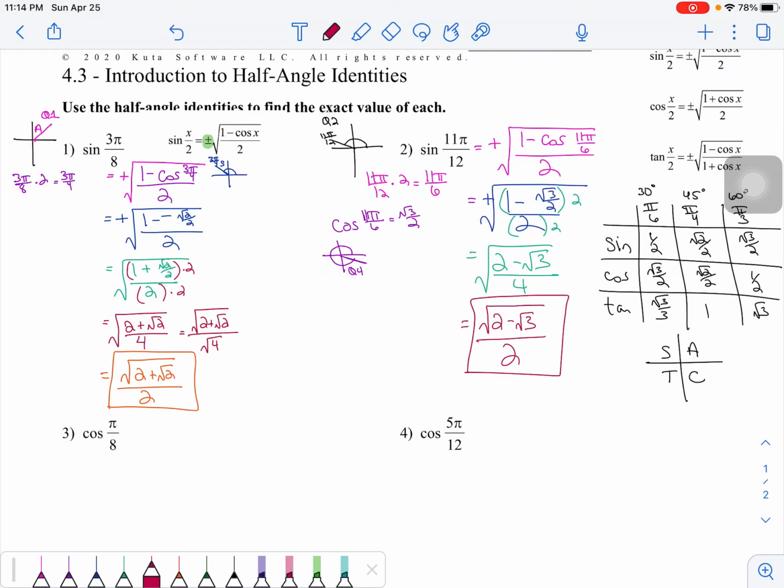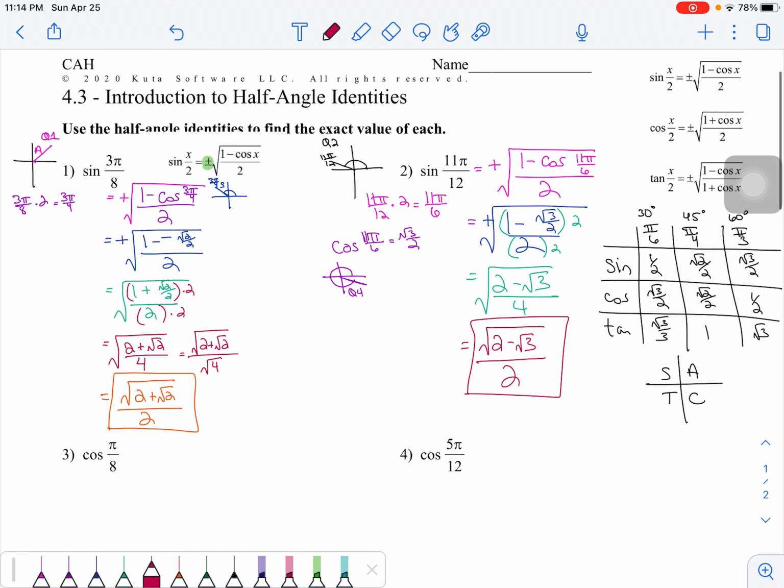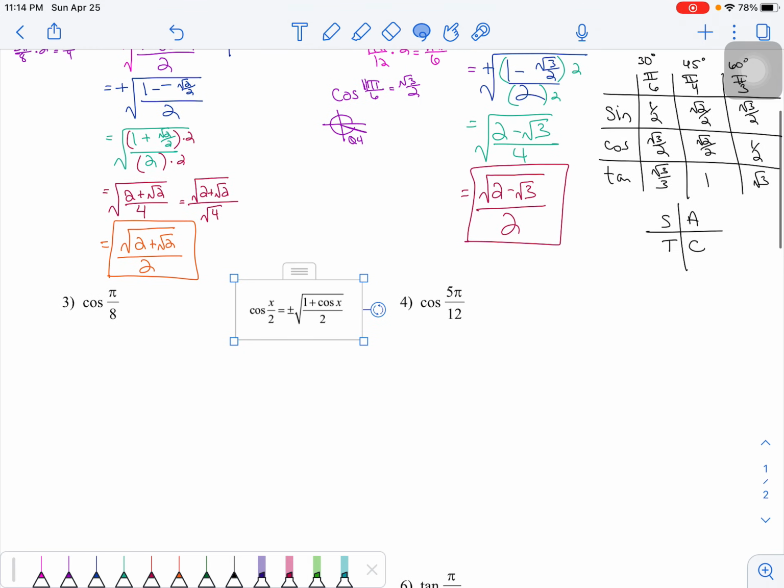All right, let's do some half angle identities with cosine. So I'm going to go up to my function here. I'm going to go ahead and copy it. There we go, copy it. Paste it. That's the formula I'm going to use for both 3 and 4. I have my little trig chart right here. So let's go ahead and get started.